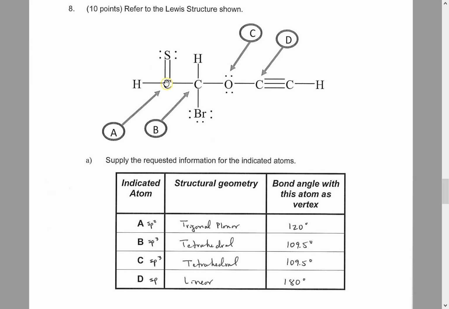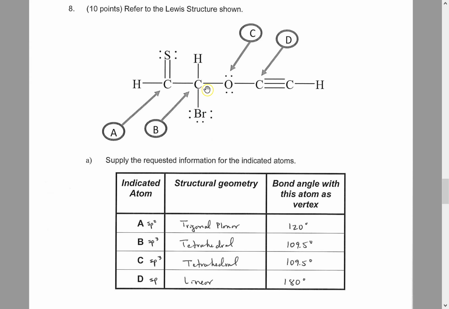So for each of these, to answer that, what I talked about was you count sigma bonds, 1, 2, 3, and lone pair electrons, which is none. So 3 plus 0 is 3, so you're looking at sp2 orbital hybridization, which corresponds to trigonal planar shape. The bond angle is 120.